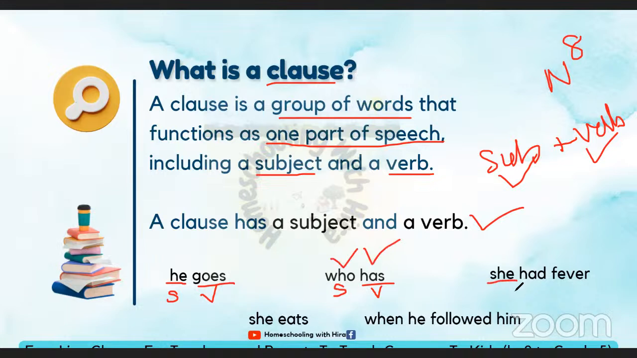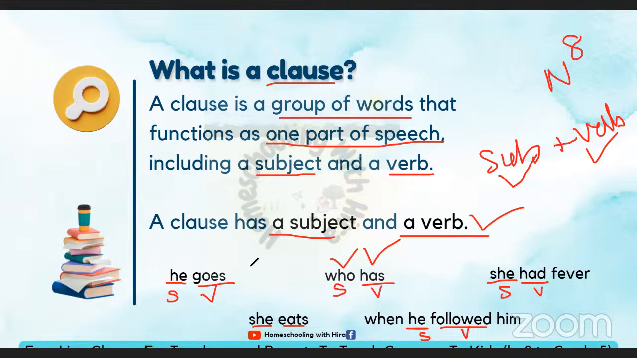ठीक? "She had fever." She subject, had verb, fever is the object. ठीक है? So she and had, subject verb. She eats. "When he followed", subject and verb. Now, no matter these clauses are complete sentences or not, are giving you the complete sense of something or not, they are clauses if they have a subject and a verb.